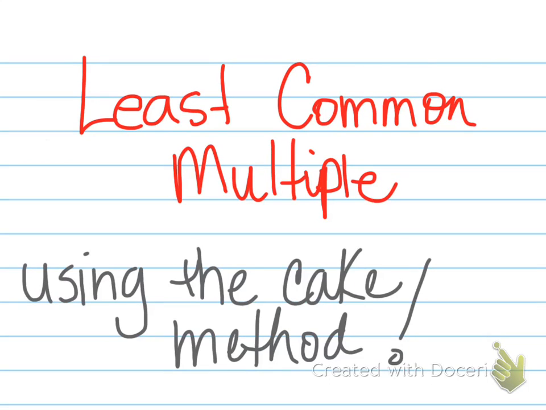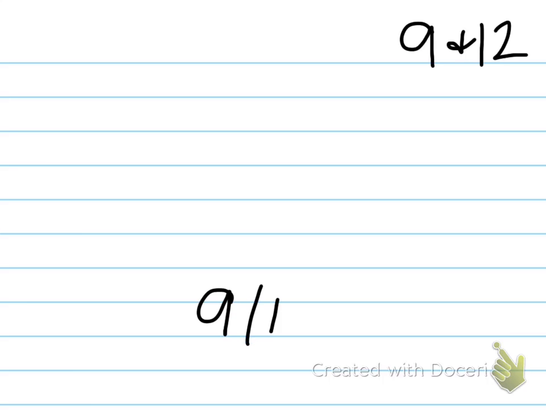Let's review the least common multiple using the cake method. Let's start with 9 and 12. So I'm going to put 9 and 12 down here in my first cake layer. And I'm going to say, well, let's see what numbers go into both 9 and 12.